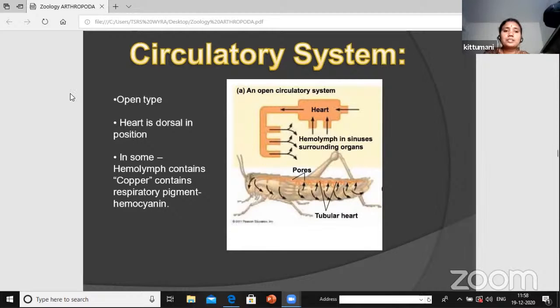There is no blood vessel flow because it is an open type circulatory system, and a tubular heart is present. Hemolymph in sinuses surrounds the organs. This is the open type circulatory system in the Arthropoda.